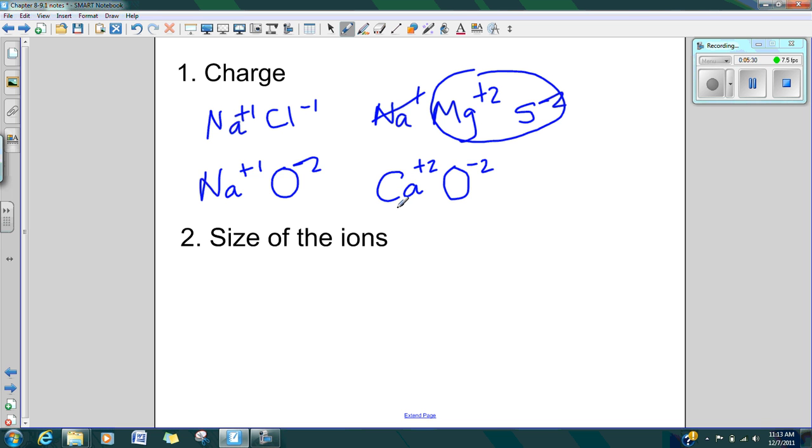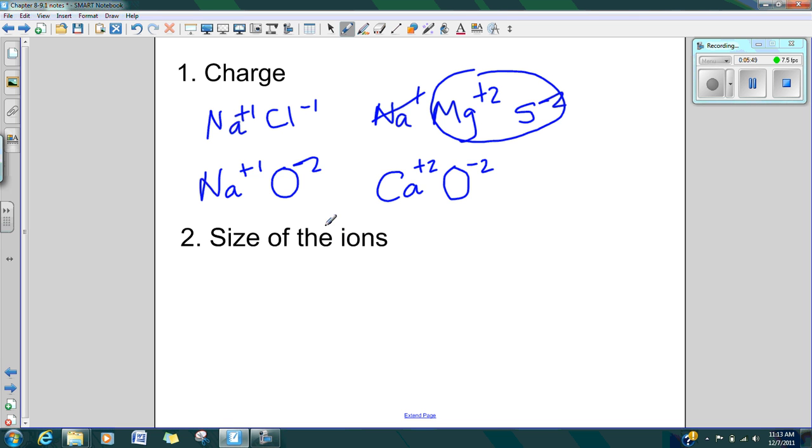If I take a look at my solubility rules for calcium oxide, the calcium oxide is less soluble, far less soluble, and so it's going to be a lot harder to break that bond. So that's another way, is remembering our solubility rules. All right, and the second thing is the size of the ions.